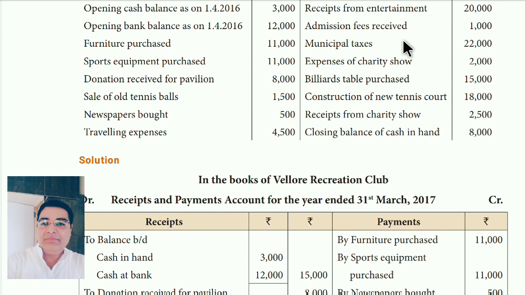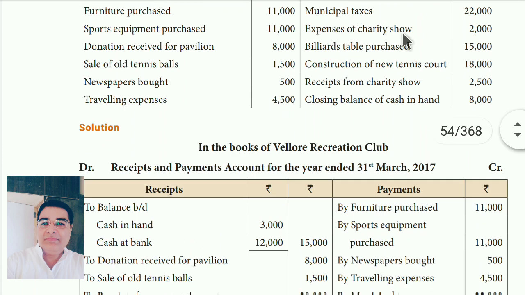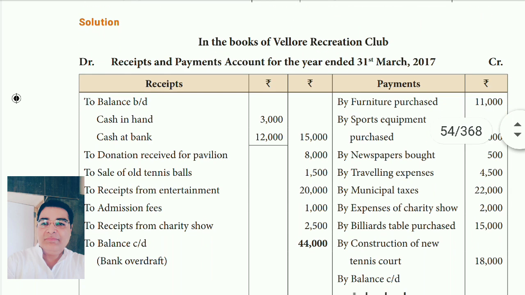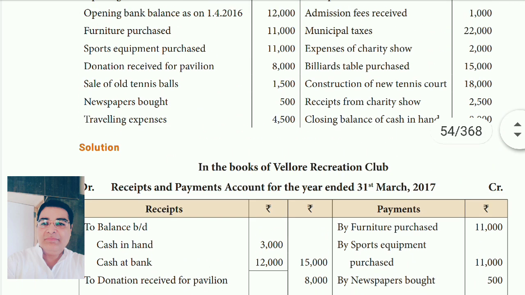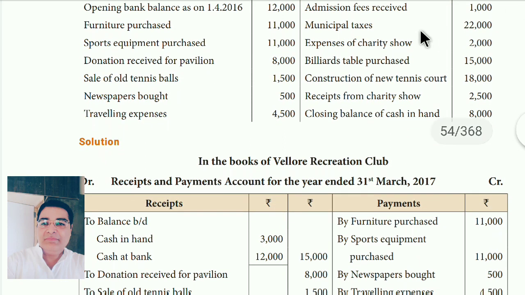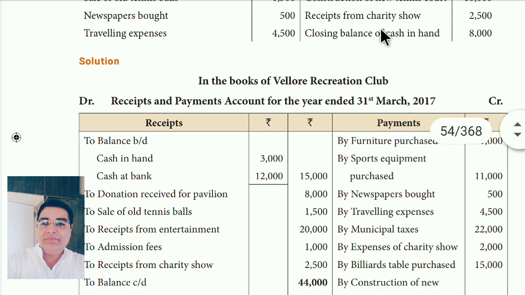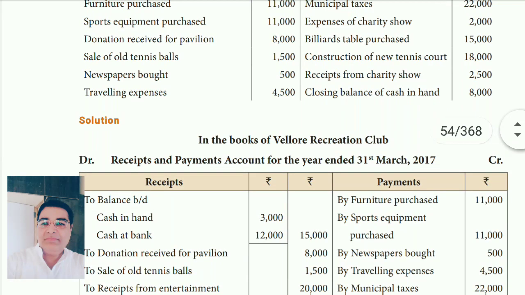What is the next one? Admission fees received. Admission fees received will come on the debit side. Anything received or receipt will come on the receipt side. So admission fees on the receipt side. What is the next one? Municipal tax. Tax means we are making the payment. So by municipal tax, see here, by municipal tax 22,500.